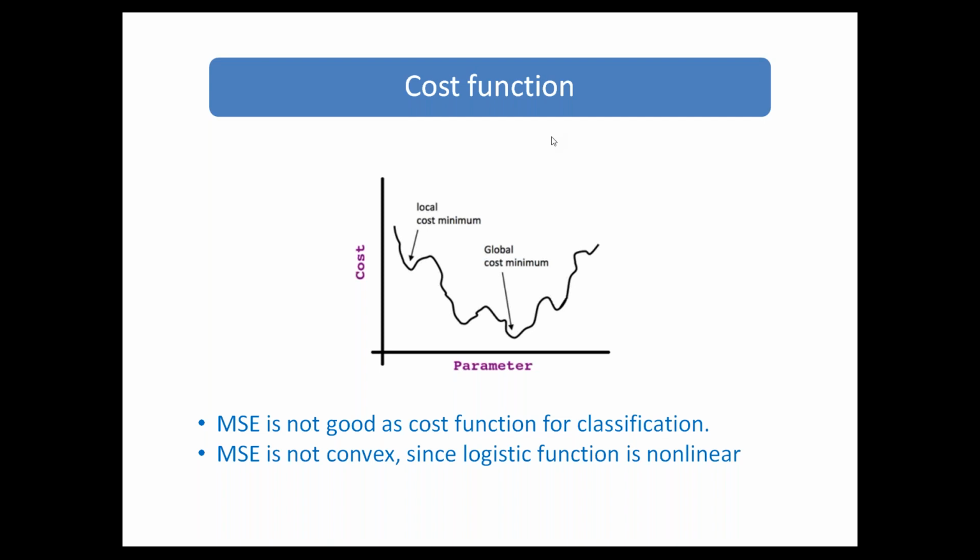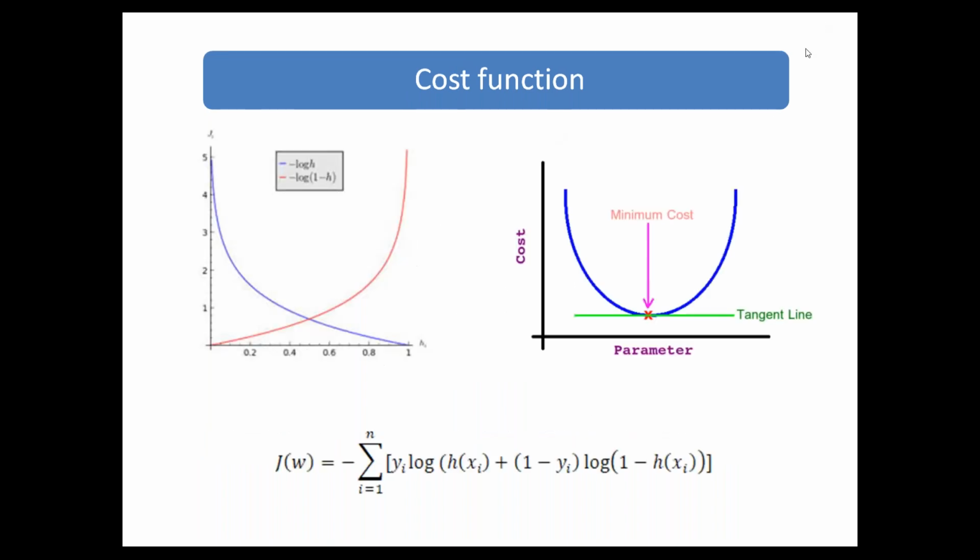So this is the cost function that you will take. You have n number of input examples. yi is the output of the particular sample. xi is one of the samples, and yi is the output if xi is the input. Here h is the logistic function. Are you getting? Here h is the logistic function.